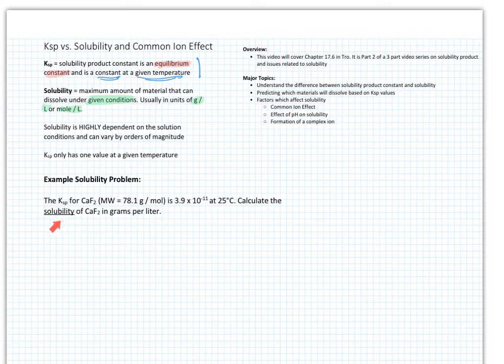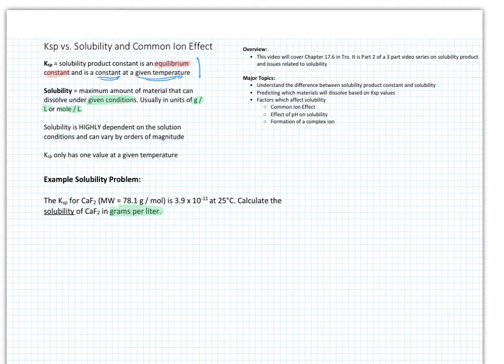So we want to calculate the solubility of calcium fluoride in grams per liter. Now, recall I said there's a couple different units that are common. Grams per liter is one of the common ones, and moles per liter is the other common one. So this particular problem is interested in grams per liter. Okay, so how do we set up pretty much every chemistry problem we have?